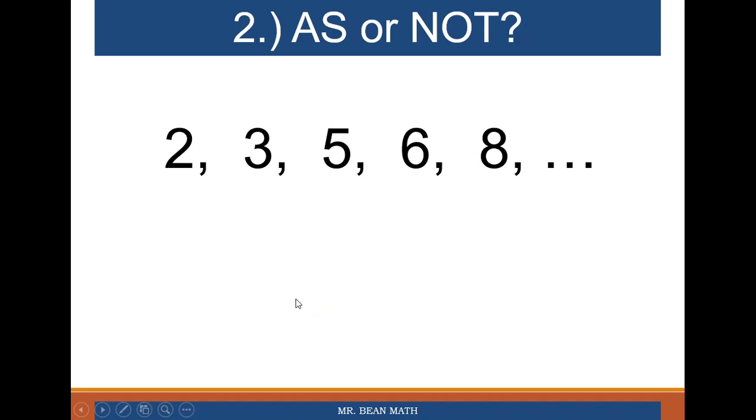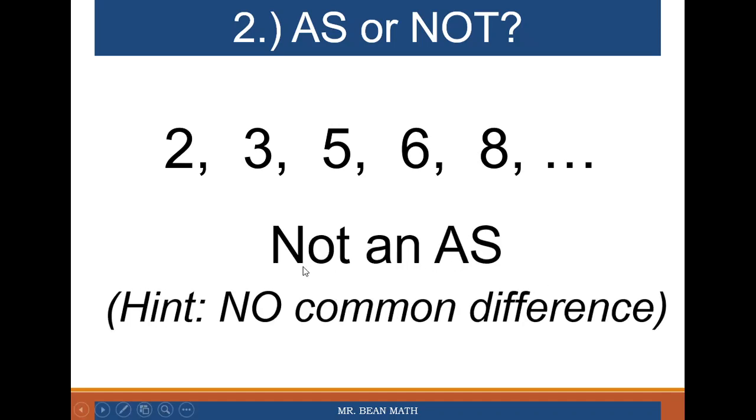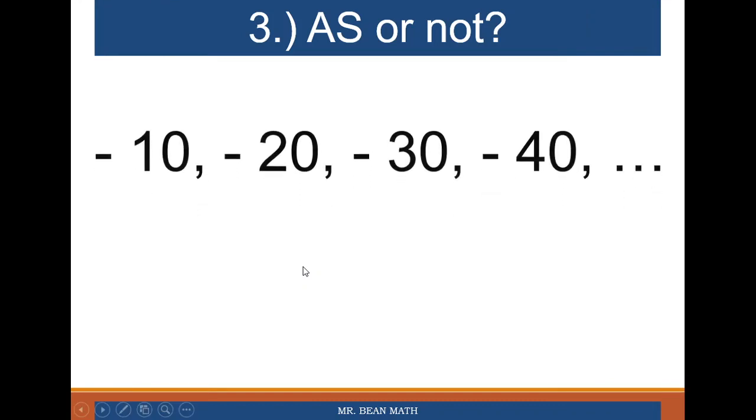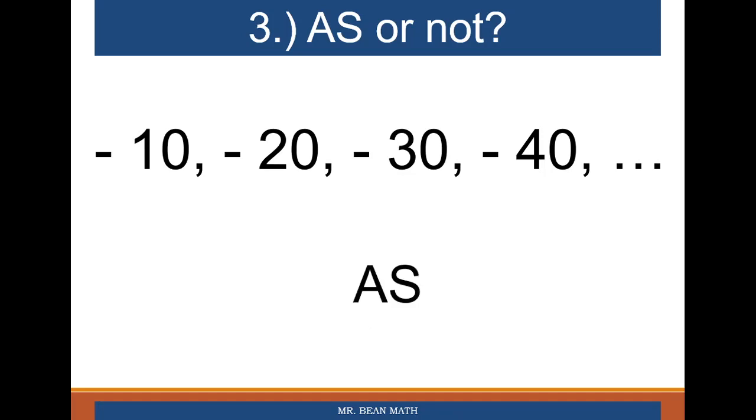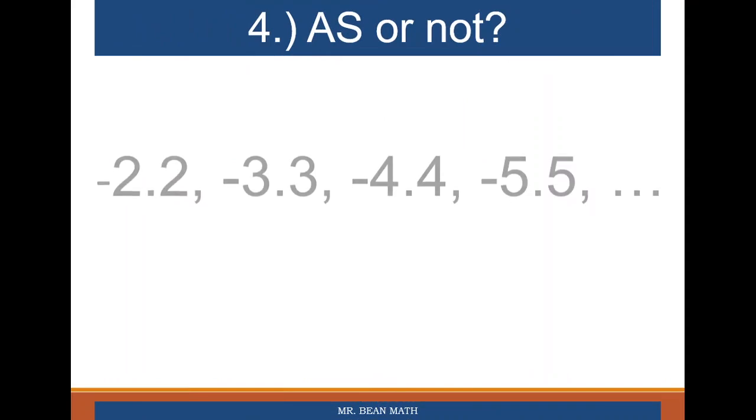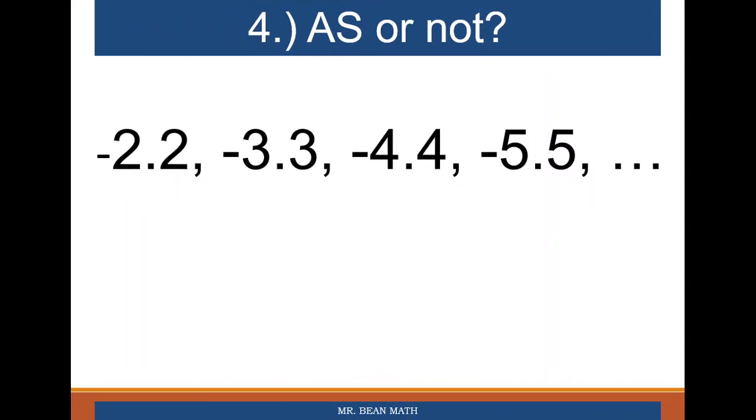2, 3, 5, 6, 8, and so on. Is it AS or not? It's not because it has no common difference. Negative 10, negative 20, negative 30, negative 40, and so on. Can you guess the answer? It's AS because it has a common difference of 10. Negative 2.2, negative 3.3, negative 4.4, negative 5.5, and so on. It's AS and its common difference is 1.1.